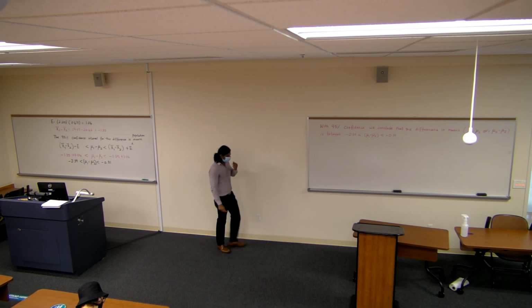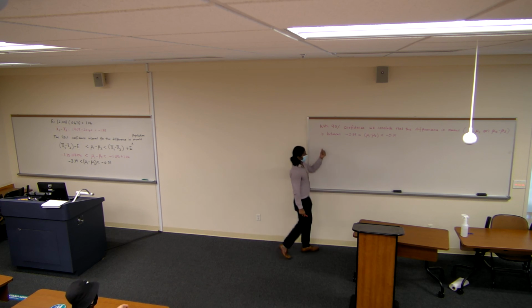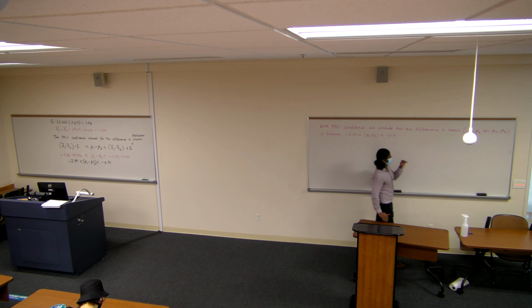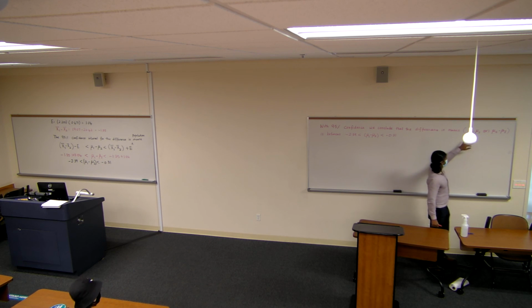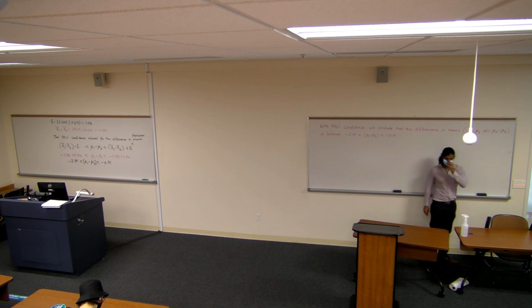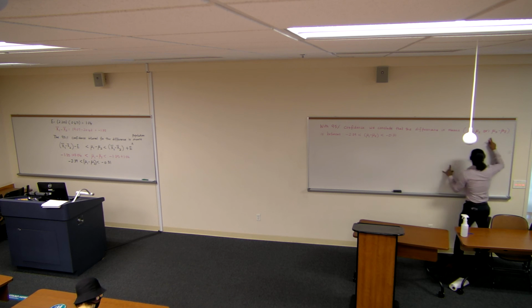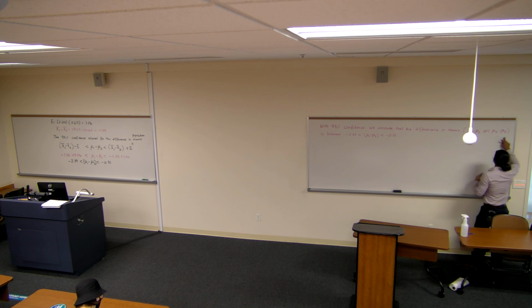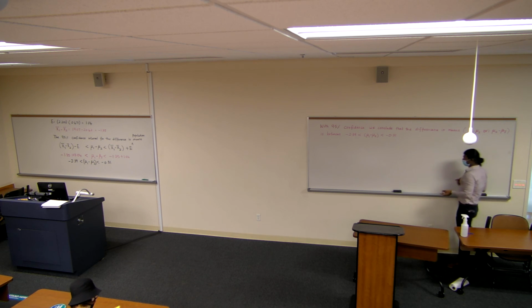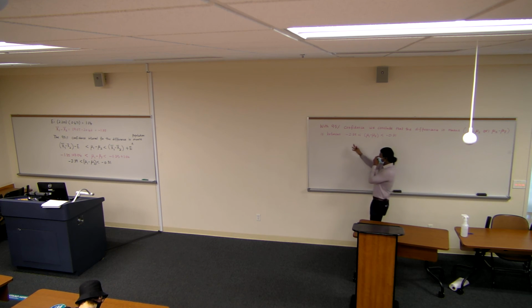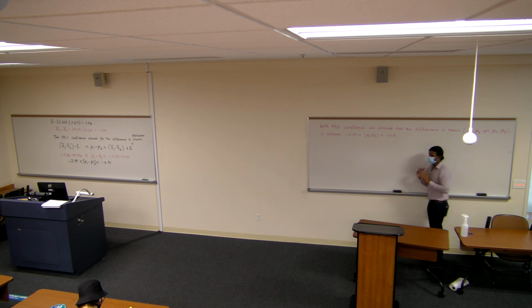So the interpretation would be with 95% confidence we conclude that the difference in means, that is mu1 minus mu2, or the average age of sophomores minus the average age of juniors, is going to lie between negative 2.39 and negative 0.31.